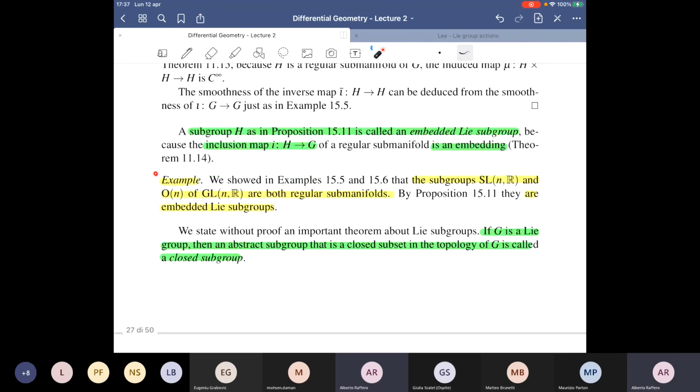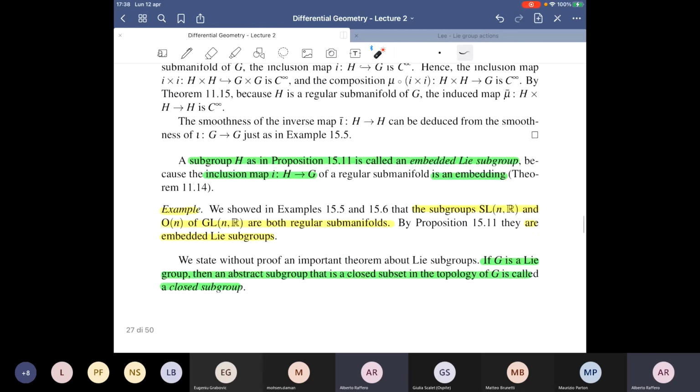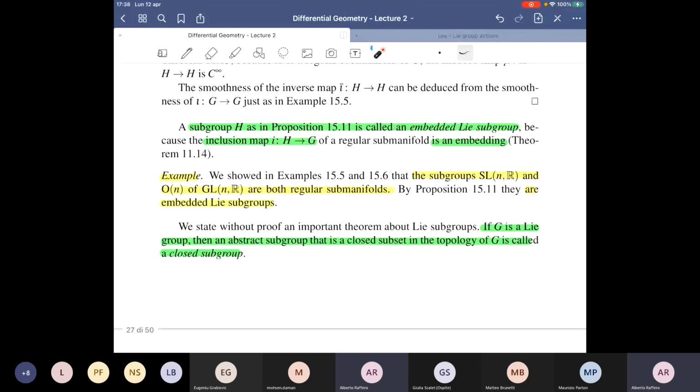So in particular, the examples we examined before, the special linear group and the orthogonal group, are both regular submanifolds of the general linear group, and they are also abstract subgroups. So they satisfy the hypothesis of this proposition. And so we had for free that they are embedded Lie subgroups of the Lie group GL_n(R).